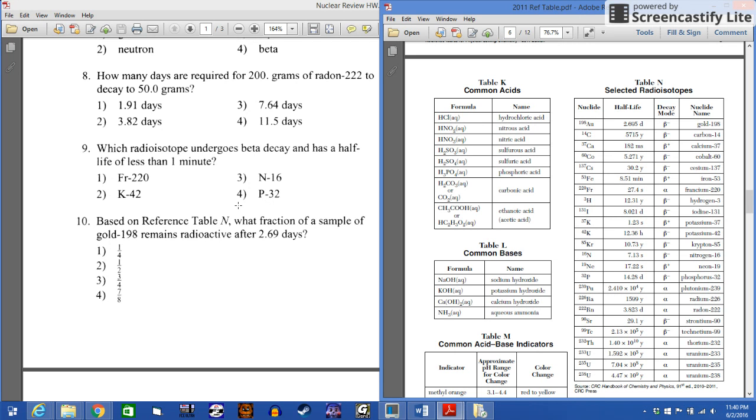Based on reference table N, what fraction of a sample of gold-198 remains radioactive after 2.69 days? All right, let's see here. Gold-198's here, half-life's 2.69. Oh, well, half of it's left after that amount of time. That was an easy one. So sometimes they ask you by fractions. This is a little annoying on the format, but the answer is 2, 1/2.